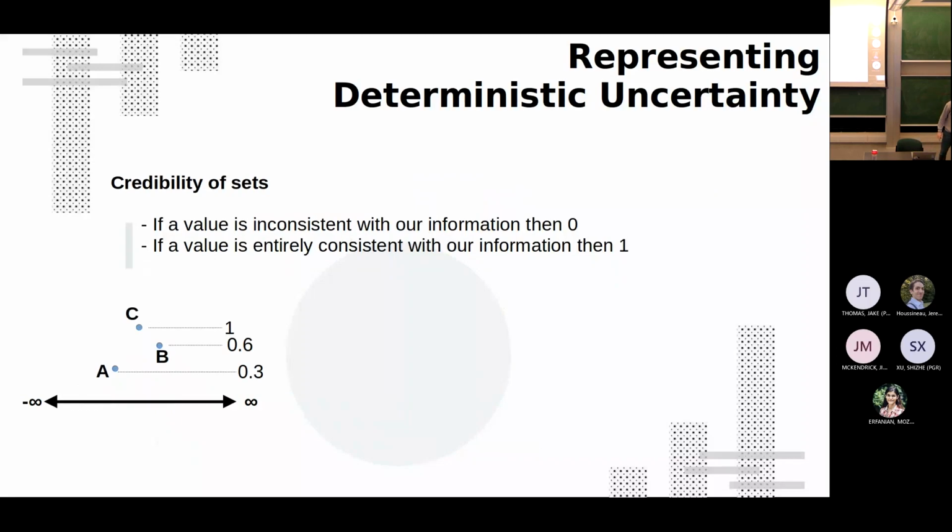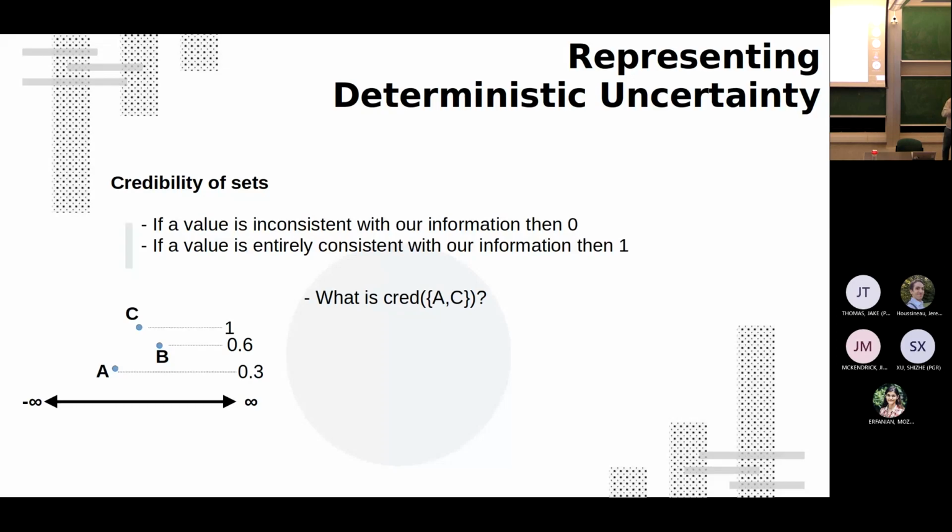So, the credibility of sets. We've got another example here. So there's 3 potential values for the mean, A, B, and C. A has credibility 0.3, C has credibility 1, and B has credibility 0.6. So I want to ask, what is the credibility of AC? So we're asking how consistent is the event A or C with our information.